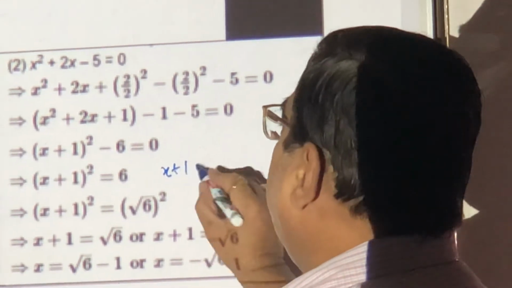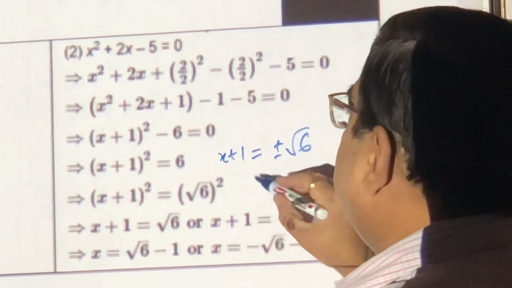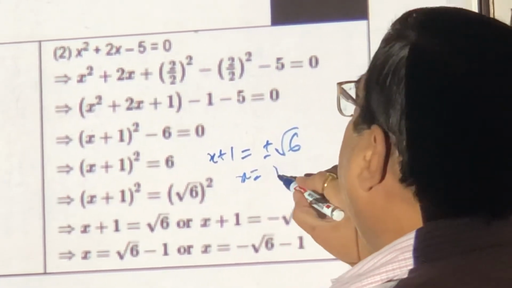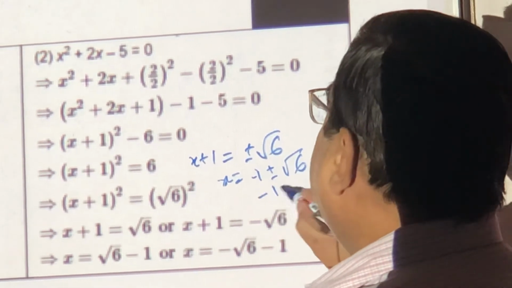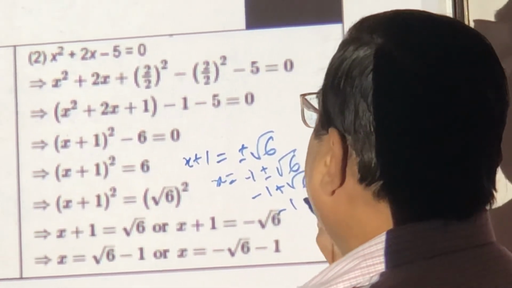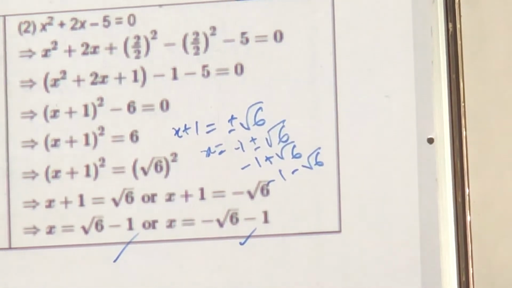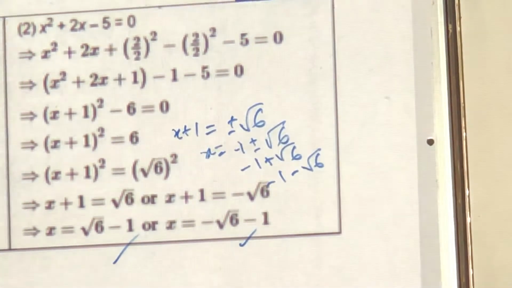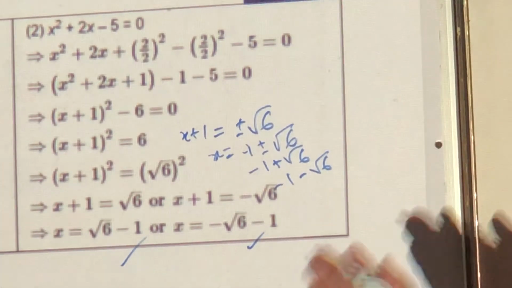Therefore, x plus 1 is plus or minus root 6 by taking square roots. x is minus 1 plus or minus root 6. That is, minus 1 plus root 6 or minus 1 minus root 6. The answer is still the same. You can do it by another method also, so you don't have to get worried. I know this, my teacher taught me this. Don't have to fight for petty matters.